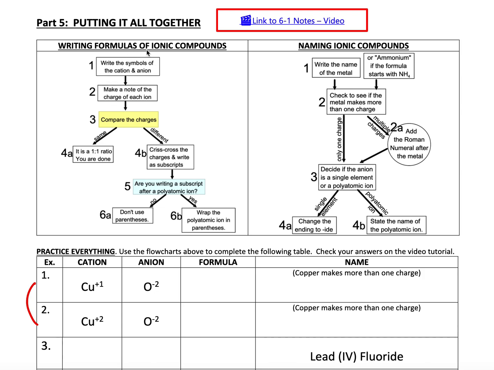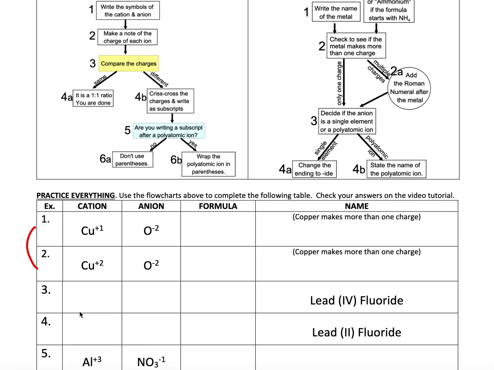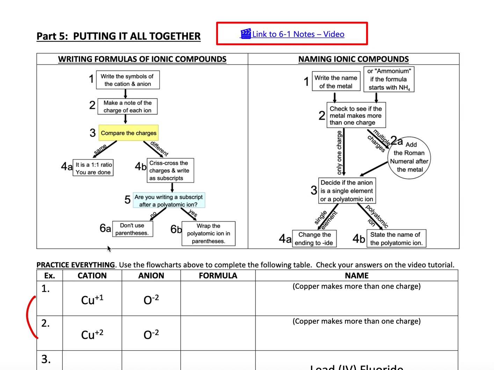So if we're writing the formulas, the first step is write the symbols of the cation, anion. We already have that. We know what the cation is and its charge. We know what the anion is and its charge. If you see examples 3 and 4, that's the first thing we have to do. We're going to use the name to figure out what the cation and the anion is, and we're going to have to write the symbol and the charge. But for here, it's done. Then we compare the charges. So step 1 and 2 are done.